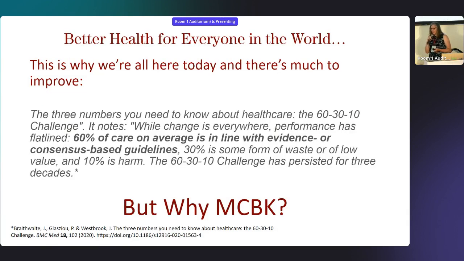So the thing is, right now we really want to make everyone healthier, and one of the issues with that today is this 60-30-10 rule. 60% of care on average is what is supposed to be based on the evidence or consensus. 30% is wasteful or low value, and 10% is active harm. And so how do we change those last two numbers? We need to really improve quite a bit of healthcare in order to do that. And one way to do that is to get knowledge to the people who need it when they need it. We need to literally mobilize it.